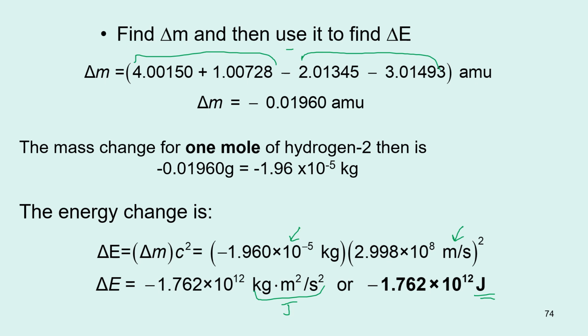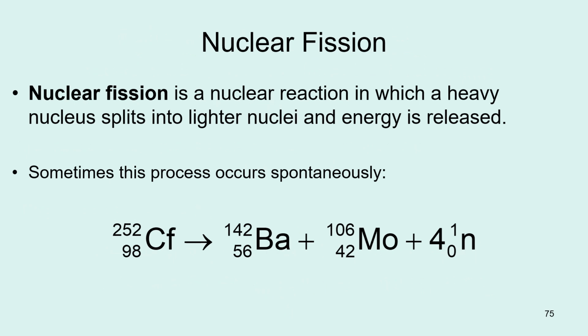And so you can see that it's given off, the change in energy, since it's negative, it's given off 1.76 times 10 to the 12th joules, or if you divide by 1,000, 1.76 times 10 to the 9th kilojoules. And of course, that's 1.76 trillion kilojoules. That's a lot of energy. Like I said, we are not going to be doing any of these kind of calculations, but I just wanted to show you how we can do that.